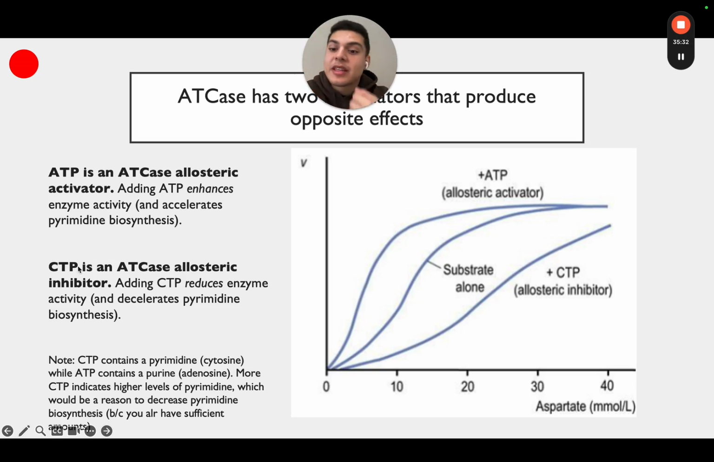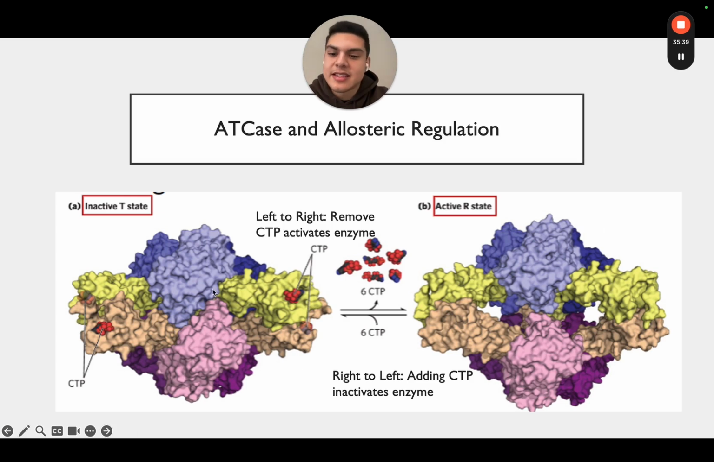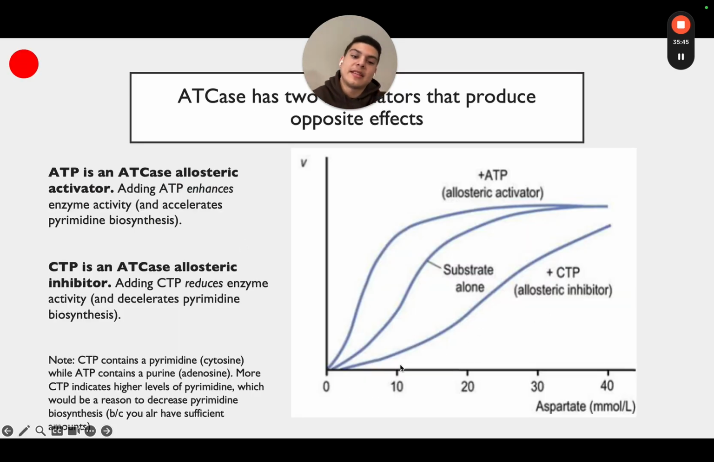And then CTP is an ATCase allosteric inhibitor. So adding CTP reduces enzyme activity. Again, this is ATCase, not hemoglobin. That's my bad. When we have the CTP, it forms this inactive T state, and so it's an inhibitor. You can see that the Km now, if we were to draw it right here, is all the way out here, which is much greater, which means that the binding affinity is much lower because they're inversely proportional. And then note that CTP contains a pyrimidine, whereas ATP contains a purine.